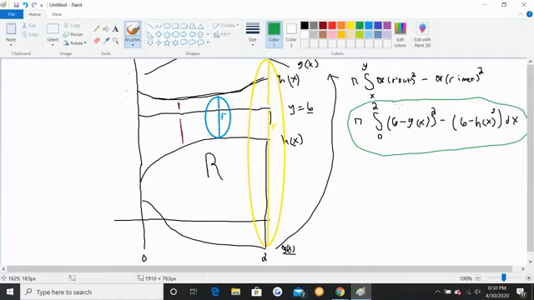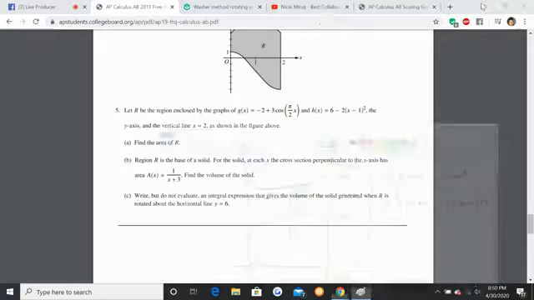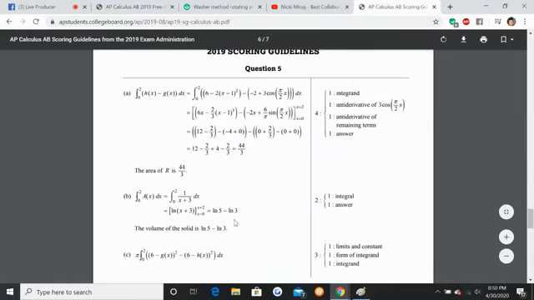Yep. And there you have it. That is FRQ, I think number 5. And let's make sure that our answer was right. Yes, we were correct. Sweet.